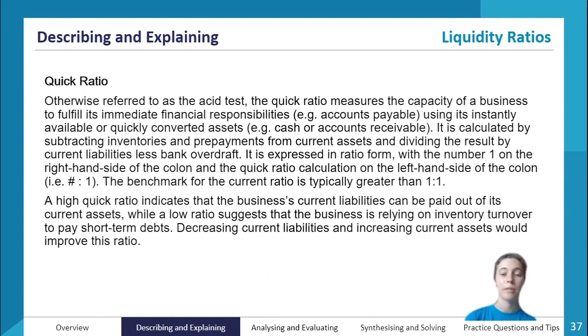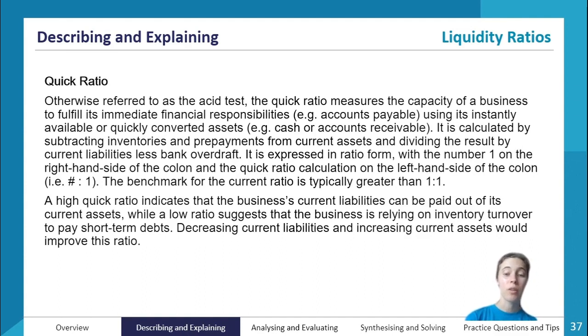Keep that in mind. So again, this is expressed in ratio form, again with that number 1. And in this case, the benchmark is typically greater than 1:1. So a high quick ratio is going to indicate that the business's current liabilities can be paid out of its current assets. So that's what you want. A high ratio is better.